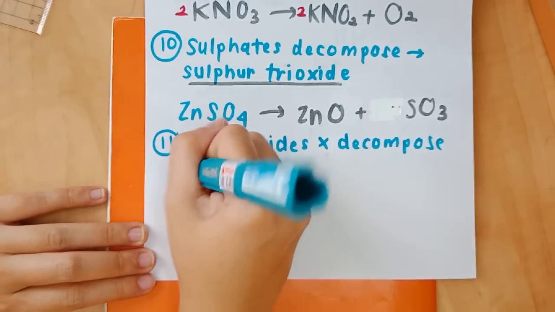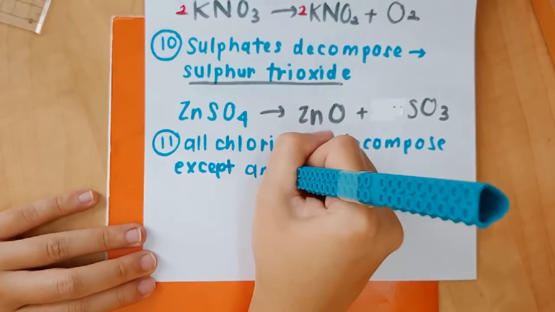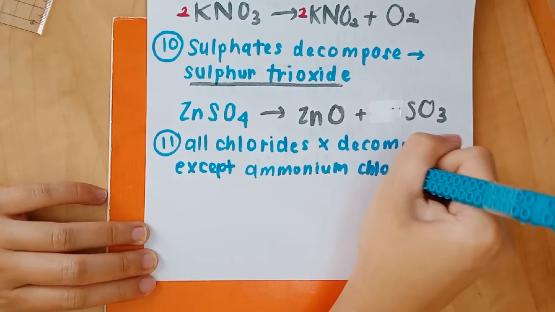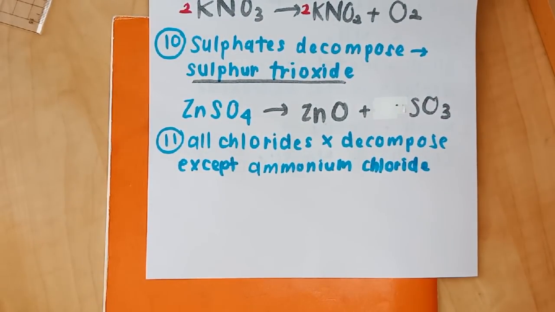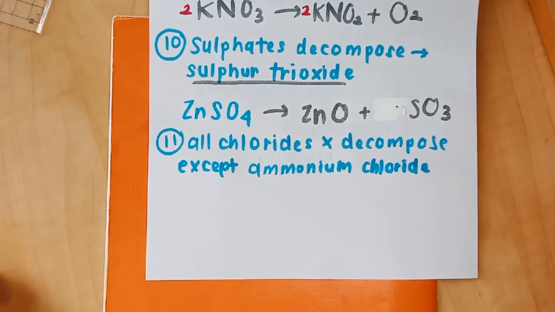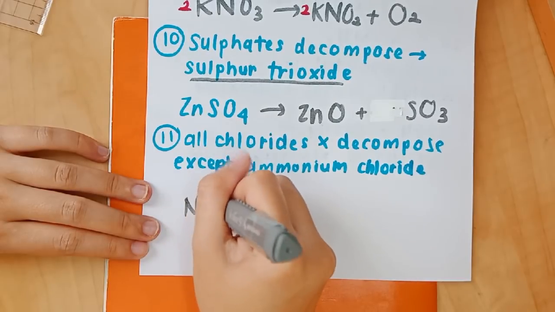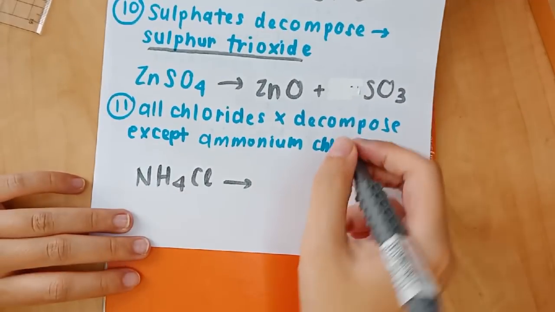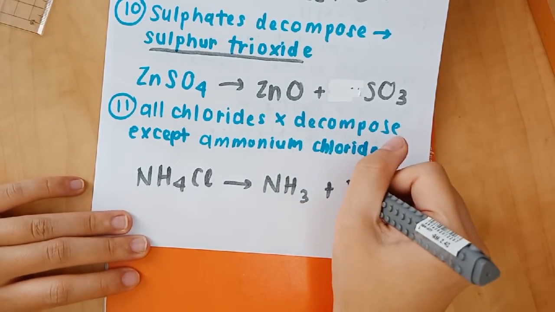Number 11, and it is the last one, is that all chlorides do not decompose except for ammonium chloride. So I'm writing an equation for the decomposition of ammonium chloride. When ammonium chloride decomposes, it will actually form ammonia and an acid, as you will see later. So NH4Cl decomposes, ammonia will be formed. And once NH3 is formed, the only thing left is simply HCl.